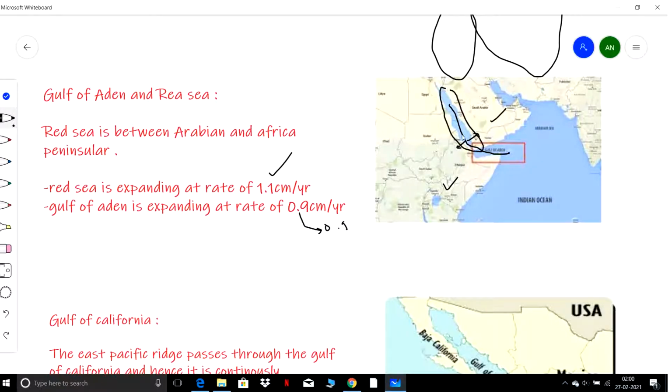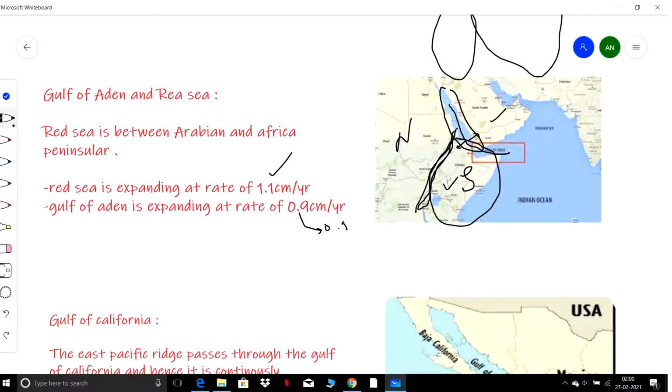And one more thing, there is the Ethiopian Rift, the African Rift, being developed like this here. In the next few million years, this part of the land will be separated from Africa. Okay, this rift is between the Nubian Plateau and the Somalian Plateau.